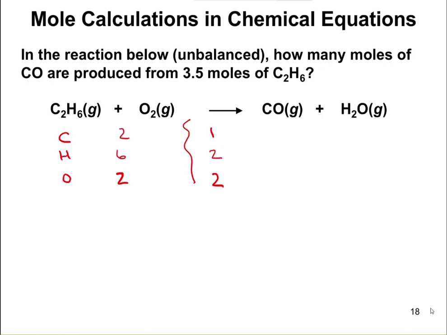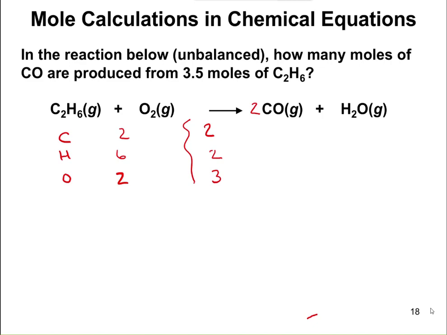Anytime you see reactions with carbon like this, it's a good idea to start with your carbons. You could also start with your hydrogens here, but in this case it's going to be easier to start with your carbons. And what we can see is if you have 2 over here and 1 over here, the first thing we know is we need to put a 2 over there, right? So now we've changed our number of carbons and our number of oxygens. So now we're going to have 2 carbons over here, and we're going to have 3 oxygens.